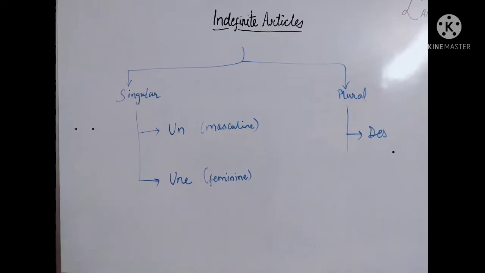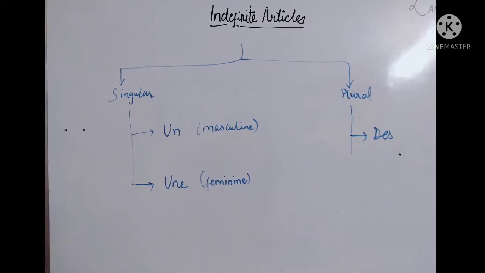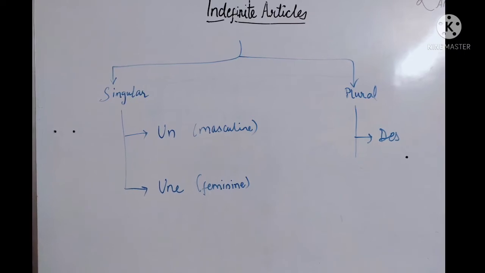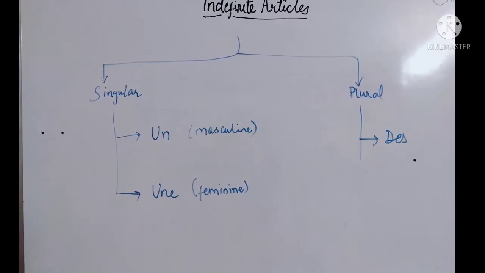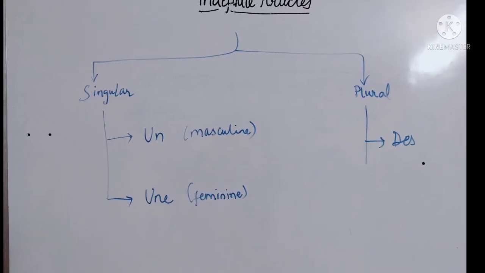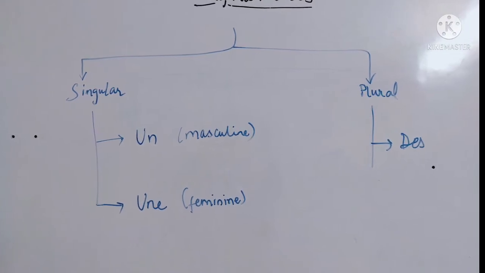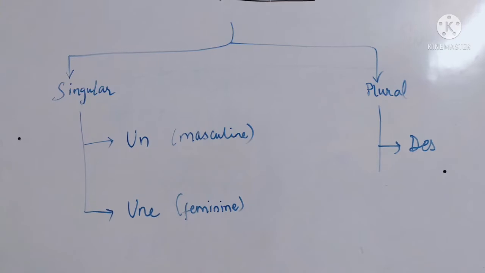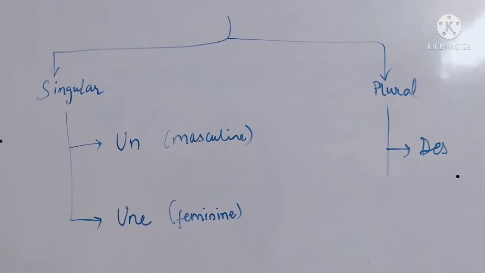In the singular category we have two articles: un, which is used for a masculine object or person, and une for feminine. Opposite to that we have the plural category. In the plural category we have only one article, which is des. Spelling is DES and the pronunciation is "day". So let's dig more to know about them.